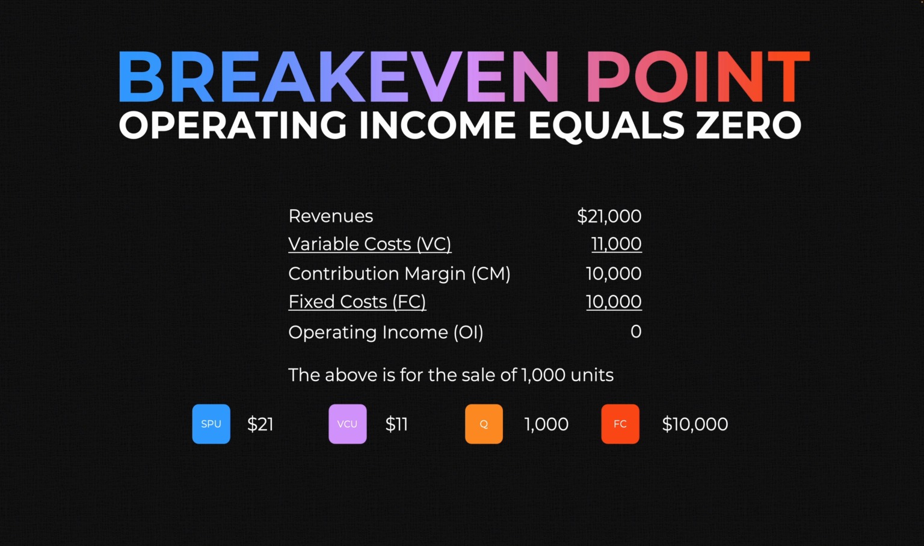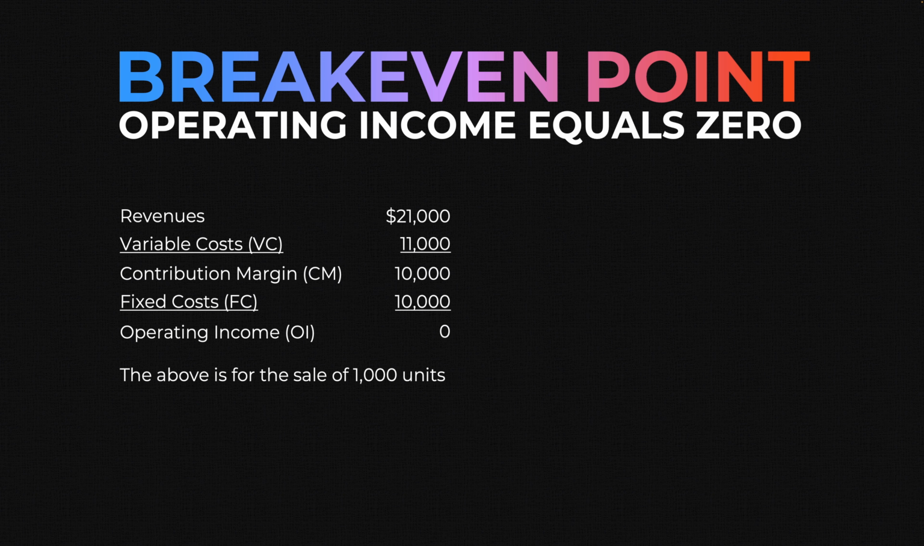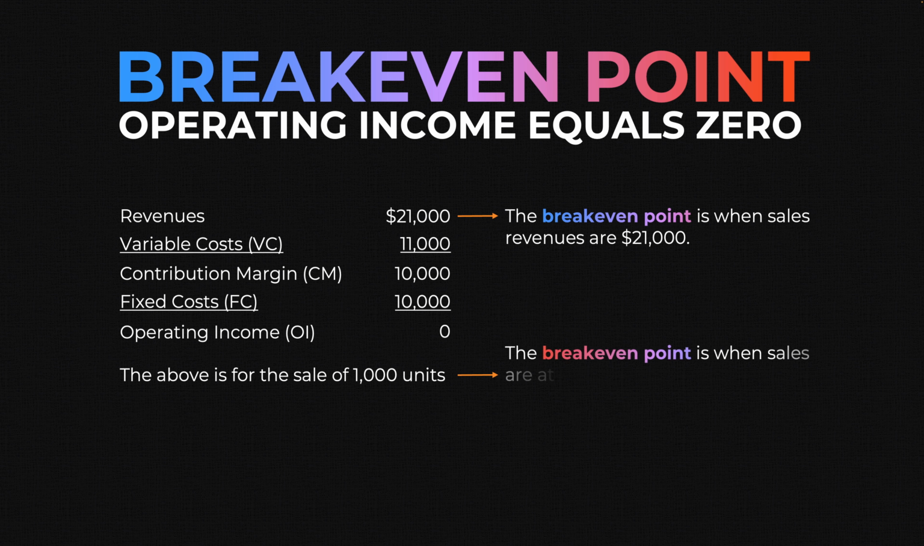Now, how would you describe the break-even point? What is the language you would use to describe break-even? For this example, we could do it in a few ways. We could focus at the very top at revenues. We could say the break-even point is when sales revenues are at $21,000 for this business under these conditions. Or we could describe it by looking at the very bottom, the number of units. We could say the break-even point is when sales are at 1,000 units, again, for this business under these conditions.